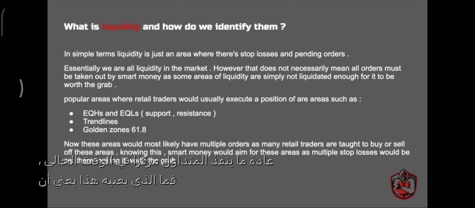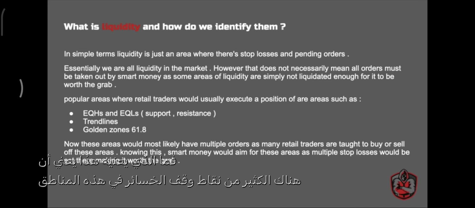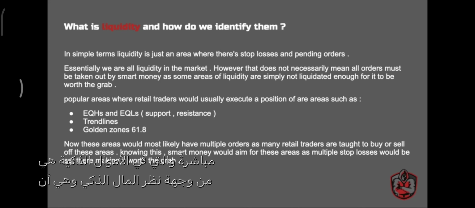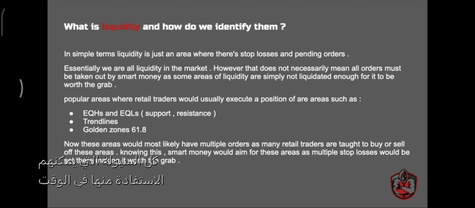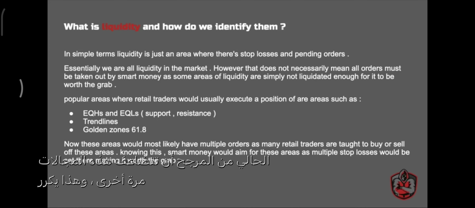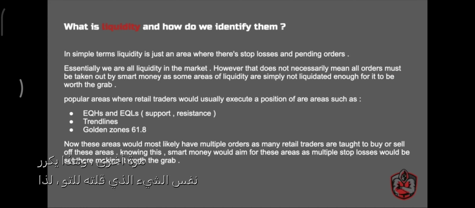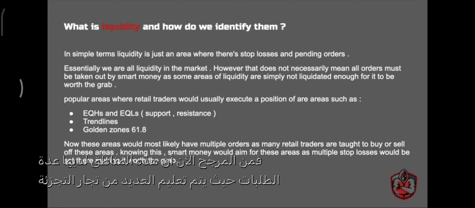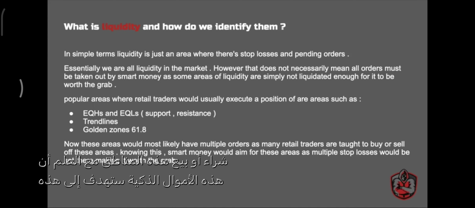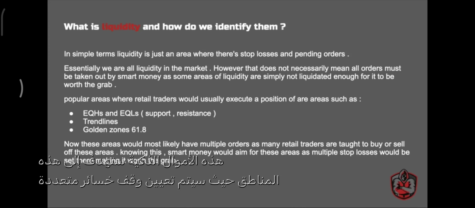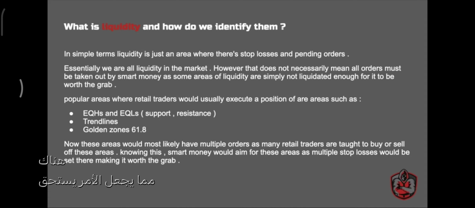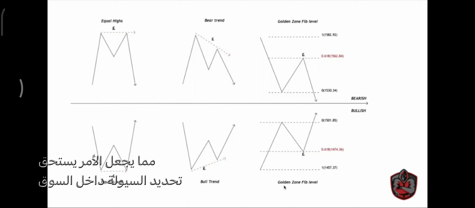Now, what does that mean? That means there are a lot of stop losses at these areas, right? Which, from a smart money's point of view, is all liquidity that they can capitalize on. Now, these areas would most likely have multiple orders, as many retail traders are taught to buy or sell off of these areas. Knowing this, smart money would aim for these areas, as multiple stop losses would be set there, which makes it worth the grab. Identify that as liquidity within the market.